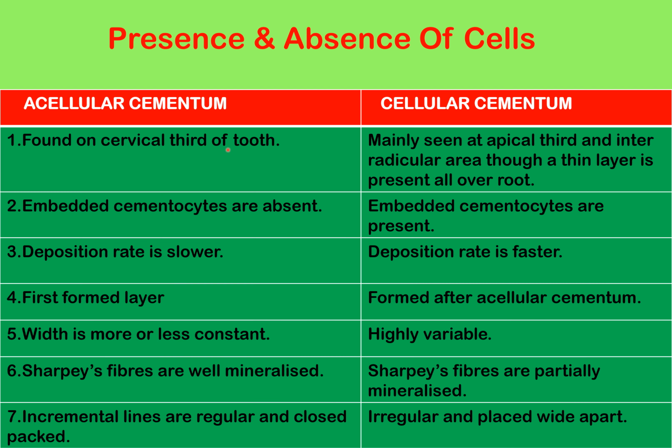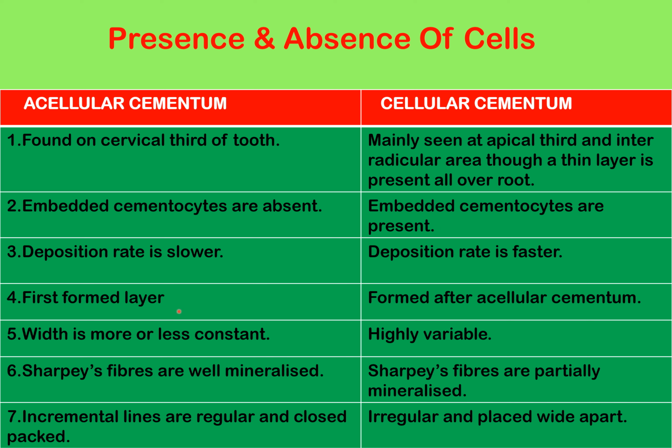Based on the presence and absence of cells, cementum can be classified into acellular and cellular cementum. Talking about acellular cementum, it is found on the cervical third of the tooth, whereas cellular cementum is seen mainly at the apical third and interradicular area. Talking about the embedded cementocytes, these are absent in the acellular cementum, whereas they are present in the cellular cementum.